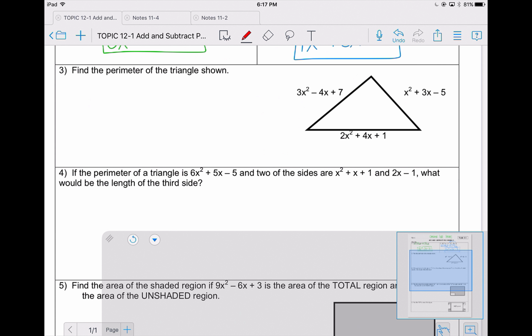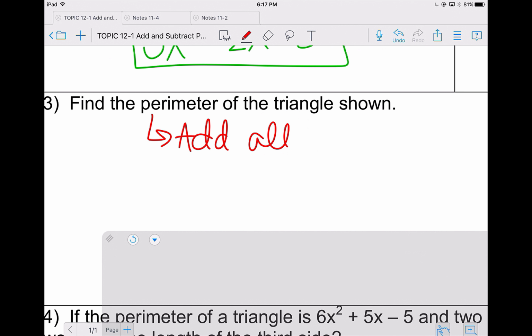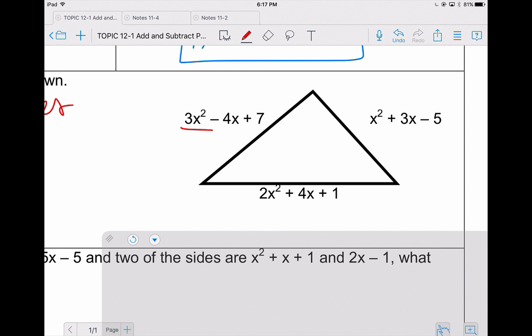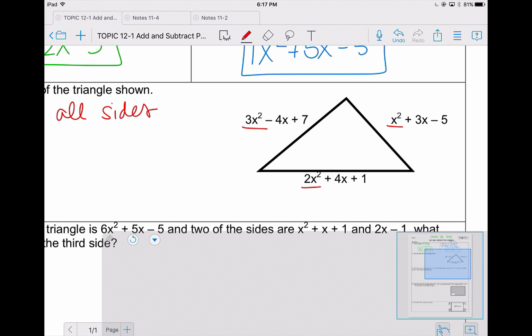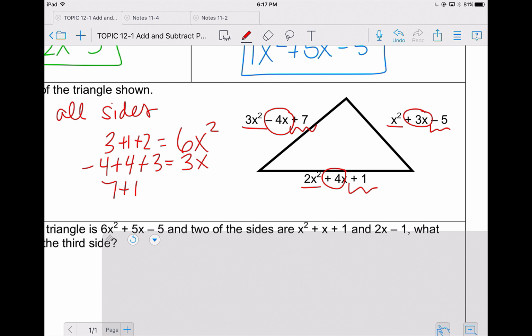Problem 3 asked me to find the perimeter of the triangle shown. To find the perimeter of anything ever, we add all the sides. So for this problem, when I add, I have 3x squareds, 1x squared, and 2x squared. So 3 plus 1 plus 2 for a total of 6x squareds. For my x's, I have a negative 4, a positive 4, and a positive 3 for a total of 3. And then for my numbers, I have 7 plus 1 minus 5, so 8 minus 5, which is 3.